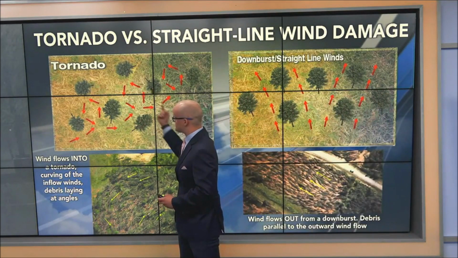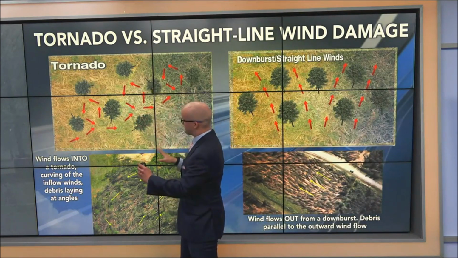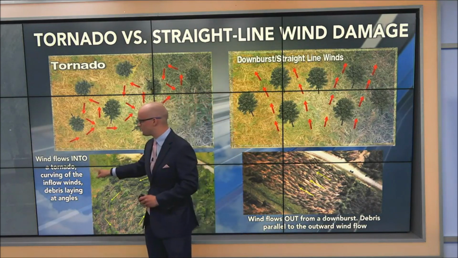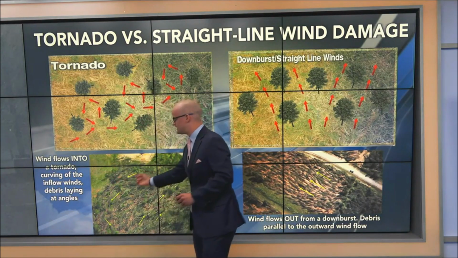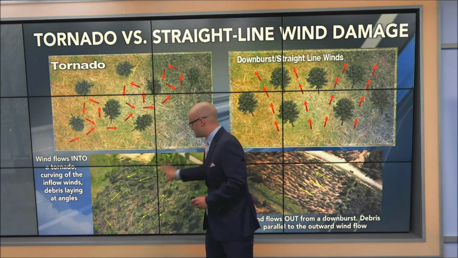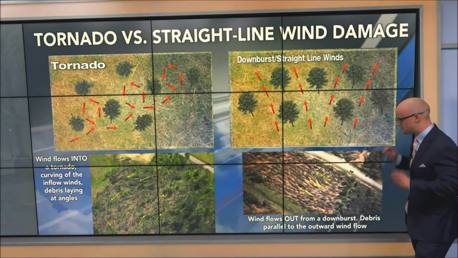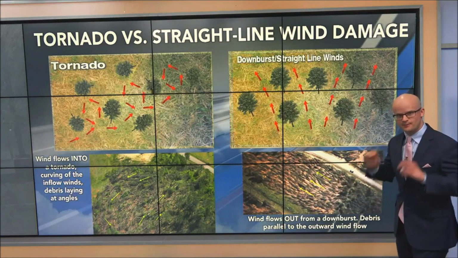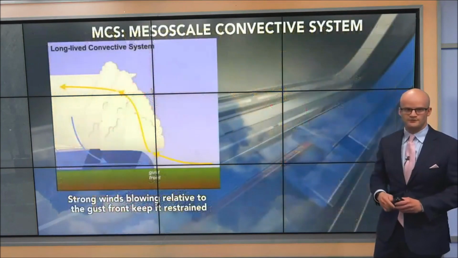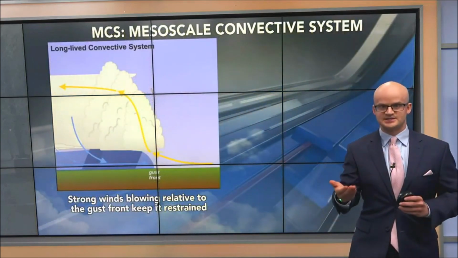With a tornado there's a lot more circles and the objects are pointed in different directions. The damage is a lot more scattered instead of all objects pointed in one direction. That's because wind flows into a tornado, and the curvature of the inflow winds means that the debris will be laying at various different angles. Versus with straight line wind damage, the wind flows out from a downdraft or a microburst, and that means all the debris is parallel to that outward wind flow. So that was one example, a microburst or macroburst causing extensive straight line wind damage.